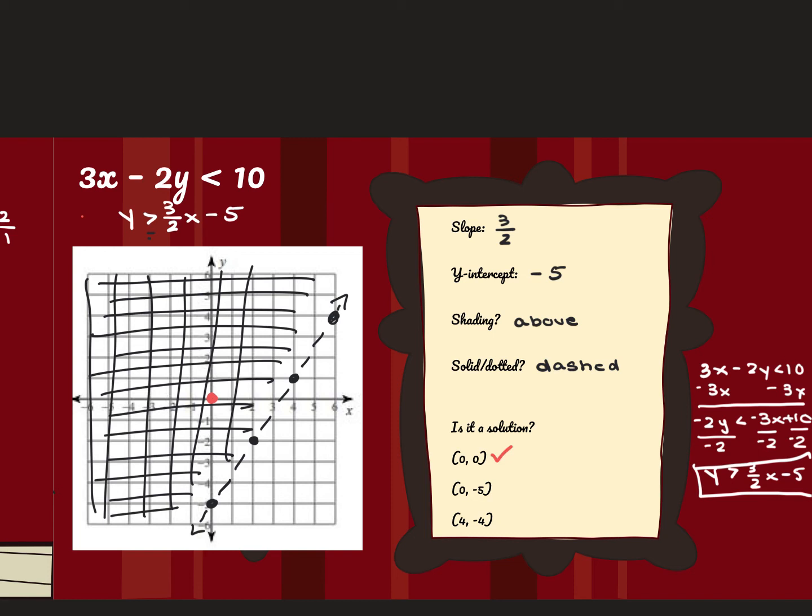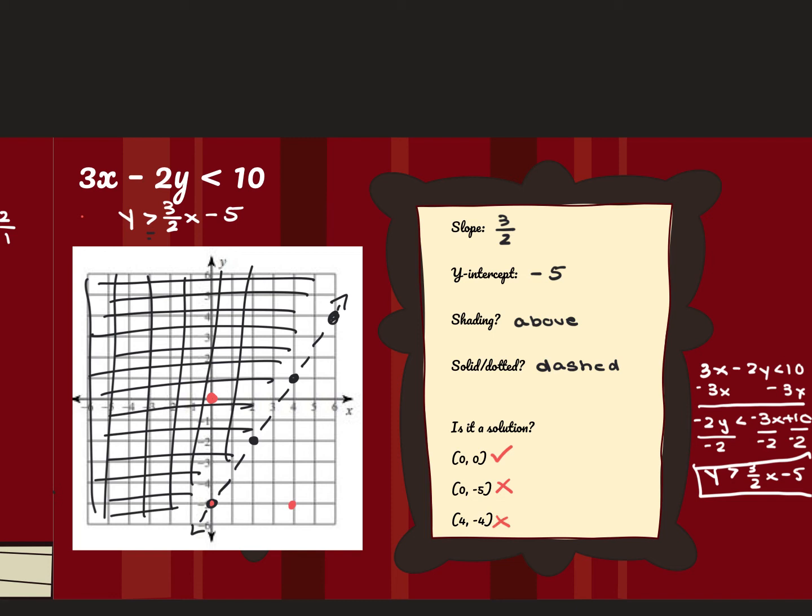What about 0, negative 5? 0, negative 5 is right here, so that falls on the line. Since it is a dashed line, it is not a solution. Now, if this was a solid line, it would definitely be a solution. But since we have a dashed line here and it is on the line, 0, negative 5 is not a solution. And 4, negative 4 is also not a solution.